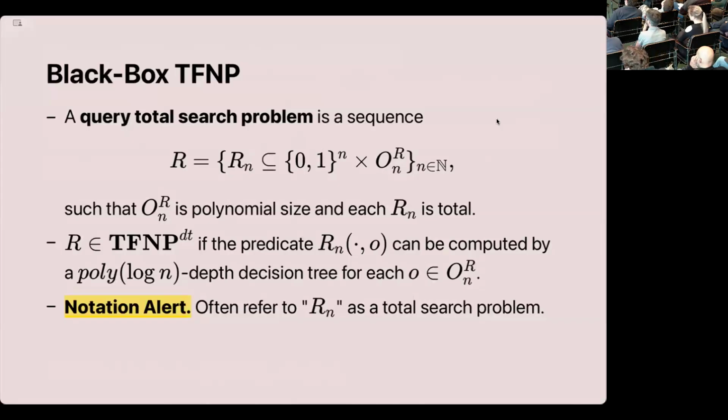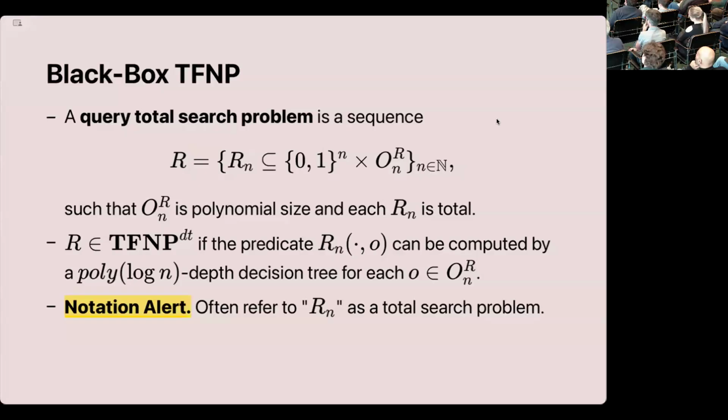If this predicate, R_n, for a fixed output O, for a fixed solution, can be computed by a polylog n depth decision tree, in other words, if you give me the name of a solution, I can verify with only polylog many queries if that solution is good for me.